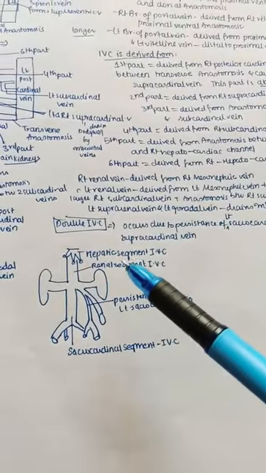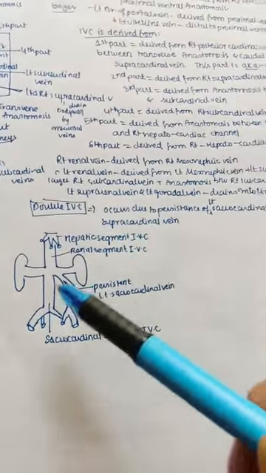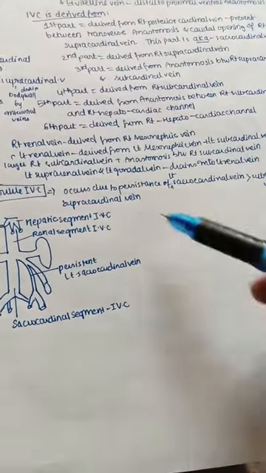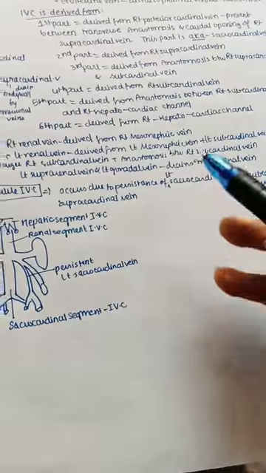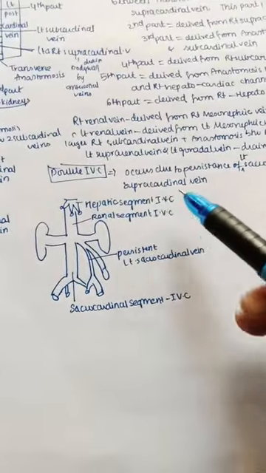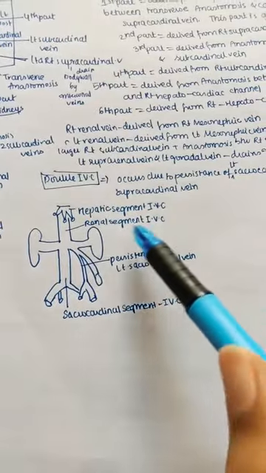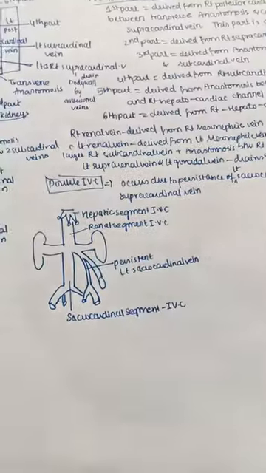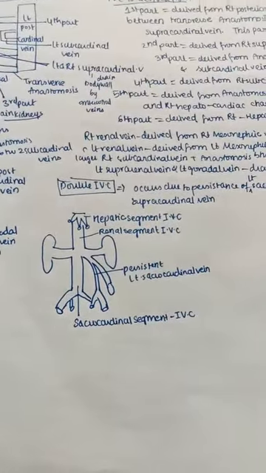As we discussed already, there is double SVC, and like that we also have double IVC. It occurs mainly due to the persistence of the left sacrocardinal vein, which is greater than the subcardinal vein and also the supracardinal vein. So you can see the hepatic segment of IVC, the renal segment, and the persistence of the left sacrocardinal vein mainly leads to the formation of double IVC.